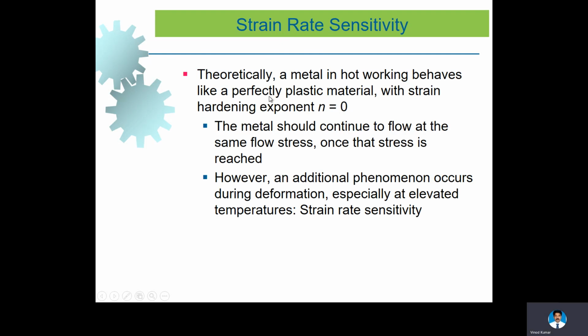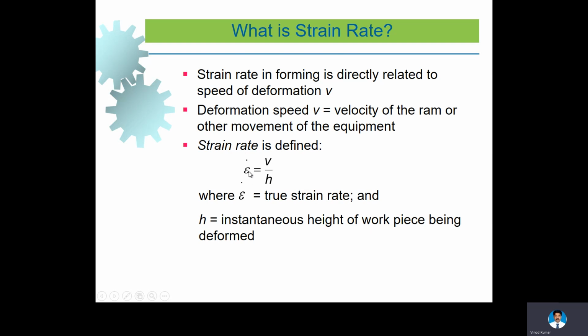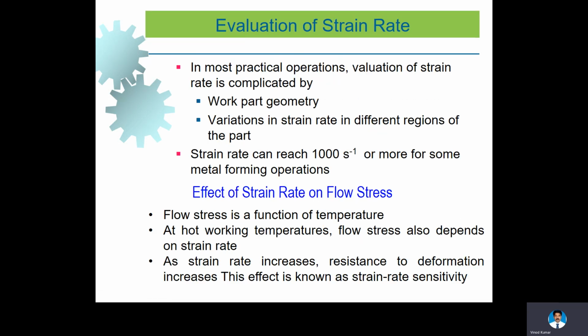Theoretically, a metal in hot working behaves like a perfectly plastic material with strain hardening exponent n equal to 0. So we have a parameter called strain rate sensitivity. What is the meaning of strain rate sensitivity? The metal should continue to flow at the same flow stress once that stress is reached. Strain rate means the speed or velocity at which the material gets deformed. Strain rate is calculated as velocity divided by height, where height is the instantaneous height of the workpiece being deformed.